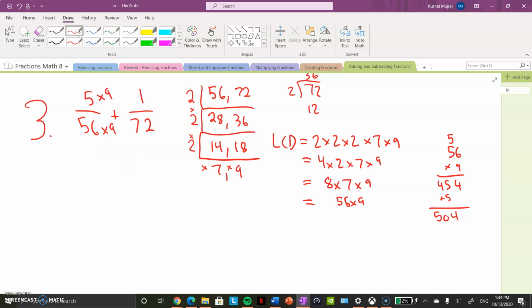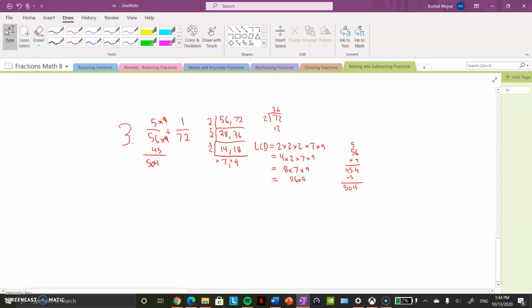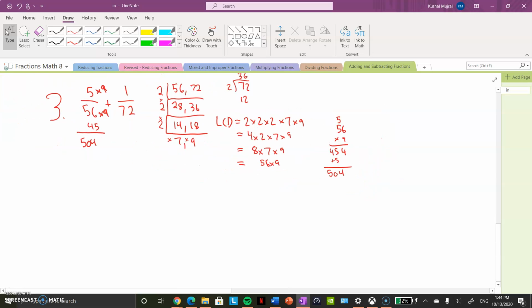Okay, so with 504, we want this to be over 504, so we're multiplying the top by 9 and the bottom by 9. Okay, so 5 times 9 is 45. And 1 over 72. For that one, we need to find out what to multiply the top and bottom by. Okay, so why don't we test? 72 times 5 is 360. Okay, so it's not 72 times 5. Let's try 7. 72 times 7 is 504. Oh wow, we got it, 504.